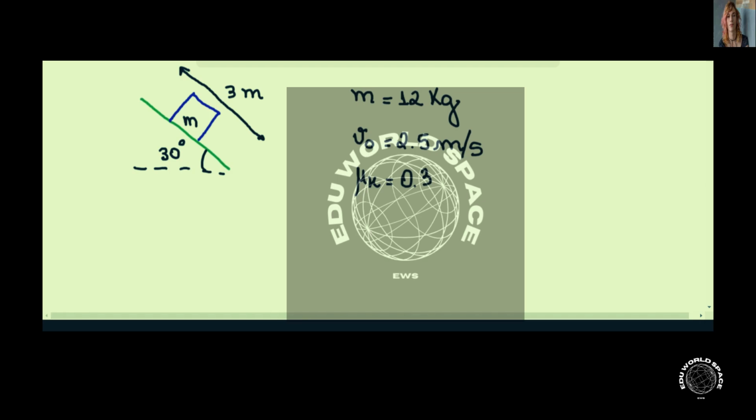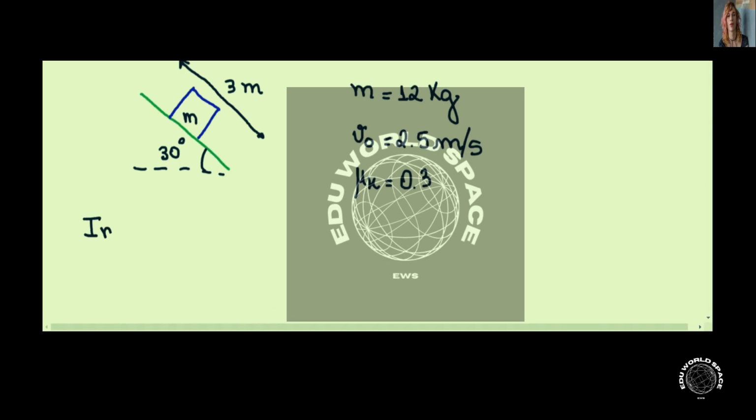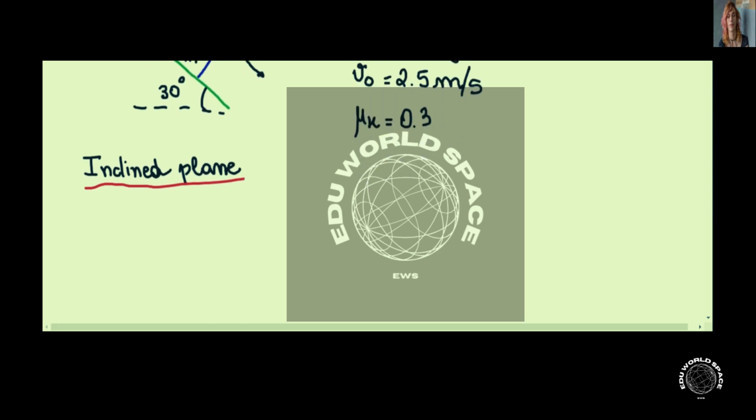In this exercise, we're going to be dealing with inclined planes. So before explaining the exercise, let us first review how we should deal with an inclined plane. Consider that we have a block lying on an inclined plane. The plane makes an angle of theta with the horizontal. The block has a mass m.